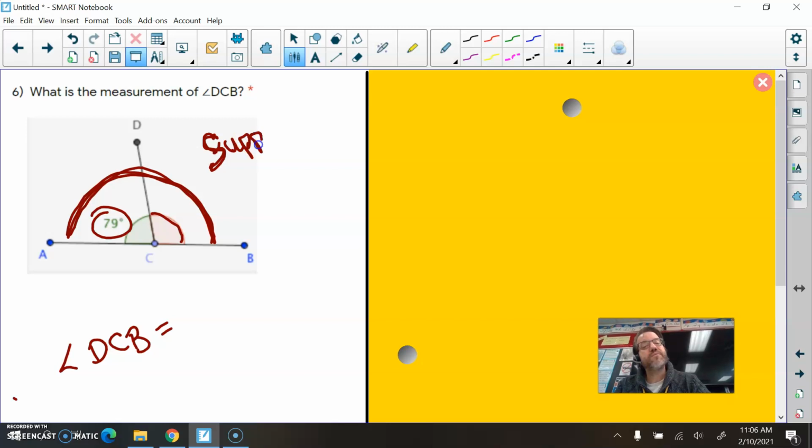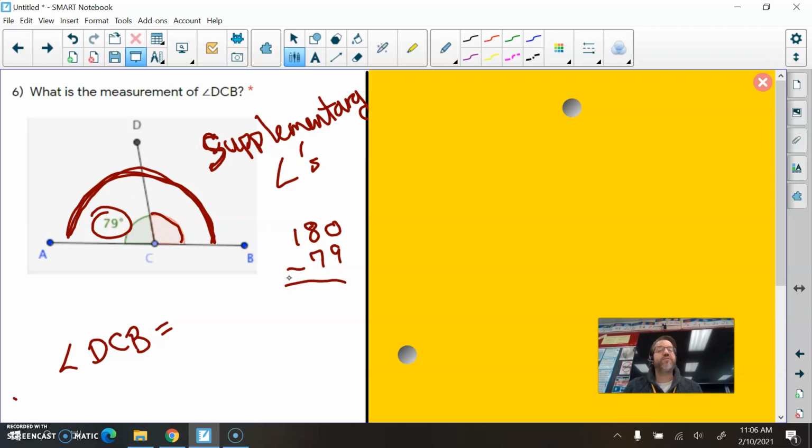Supplementary angles total 180 degrees, okay? So if you want to find this missing measurement here, just take 180 degrees and subtract 79 degrees from it, and the difference will be the measurement of angle DCB. And so we get 101 degrees.